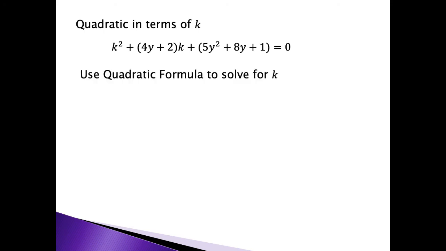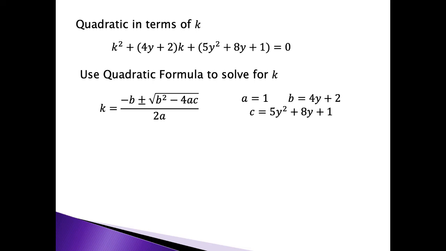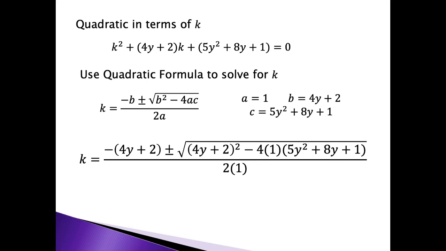We're going to use the quadratic formula to solve for k. So that's k equals negative b plus or minus the square root of b squared minus 4ac all over 2a, where a equals 1, b equals 4y plus 2, and c equals 5y squared plus 8y plus 1. Substituting everything in, we have k equals negative (4y plus 2) plus or minus the square root of (4y plus 2) squared minus 4 times 1 times (5y squared plus 8y plus 1), all of that over 2 times 1.